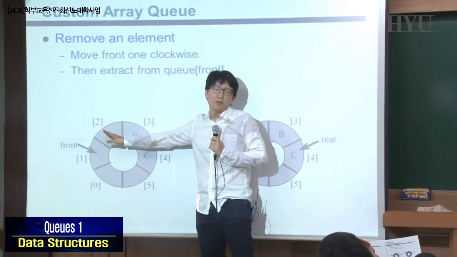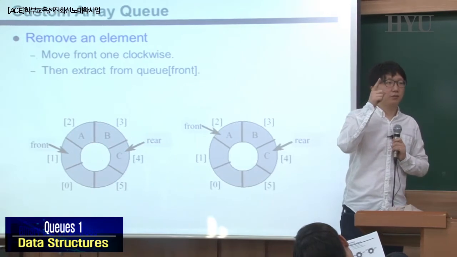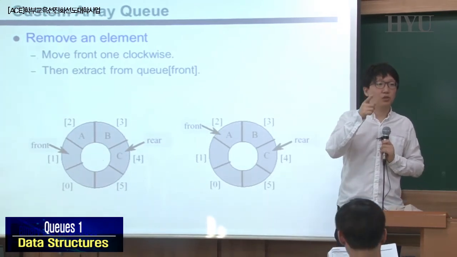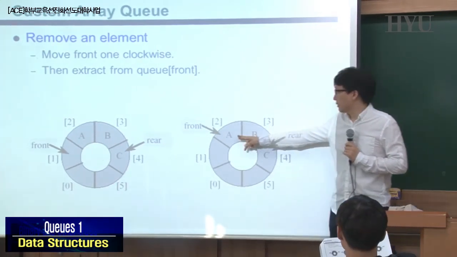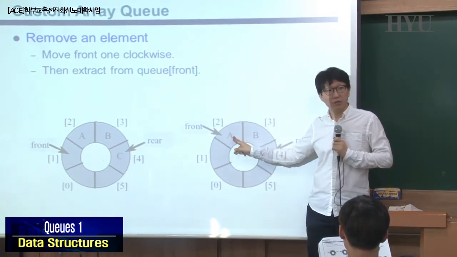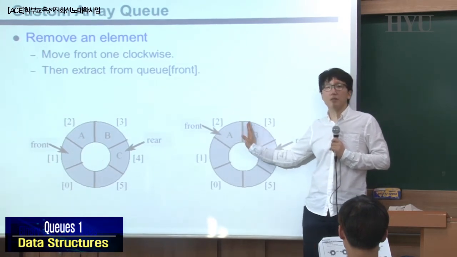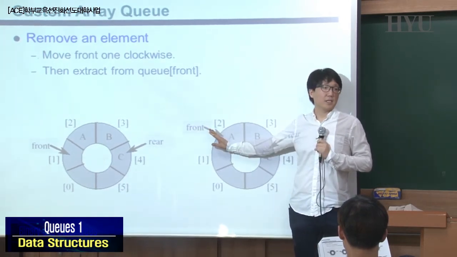At this point, I can take a look at front, which is 2, get the element at position 2, pop it, and then this will be empty too, right? So front is, again, one counterclockwise from the first element.